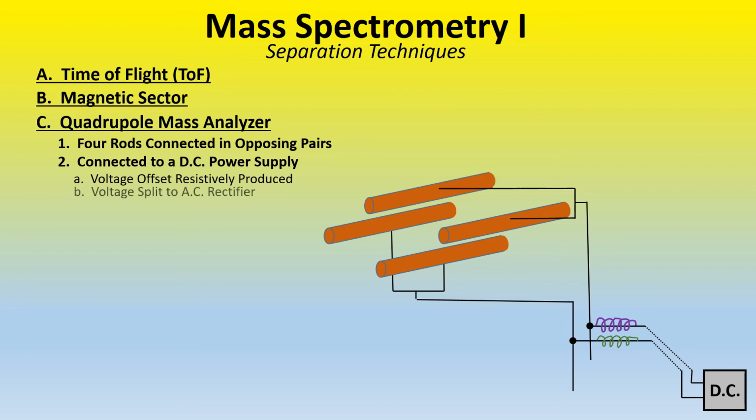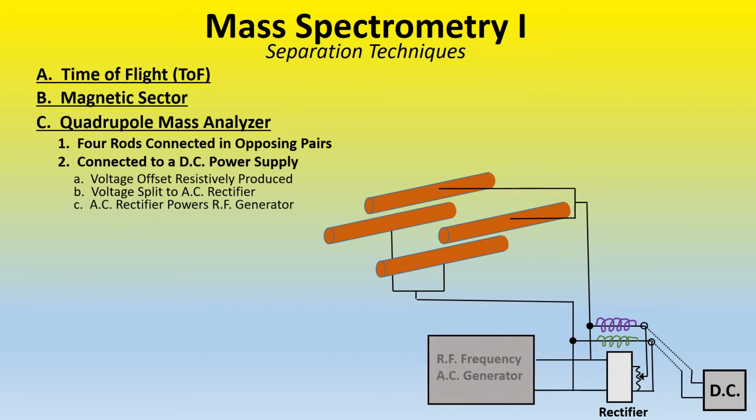the DC voltage is split to an AC rectifier. This rectifier powers an alternating current radio frequency generator. This alternating current is used to alternate the DC offset voltage between the two pairs of rods at a frequency, the radio frequency. How it works, how M sub Z is separated.